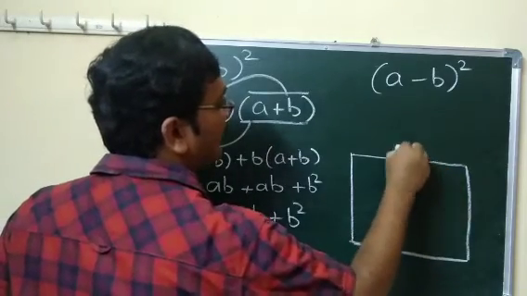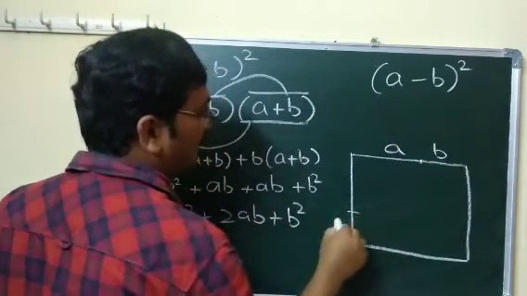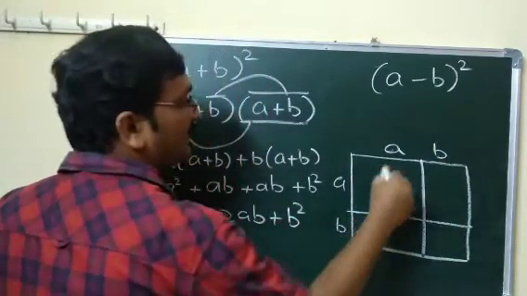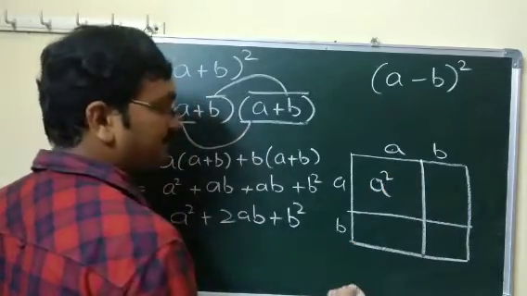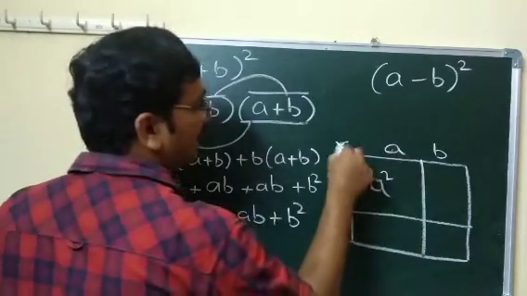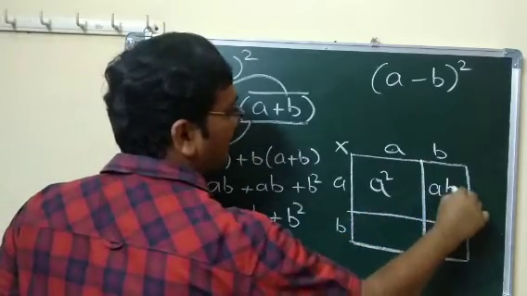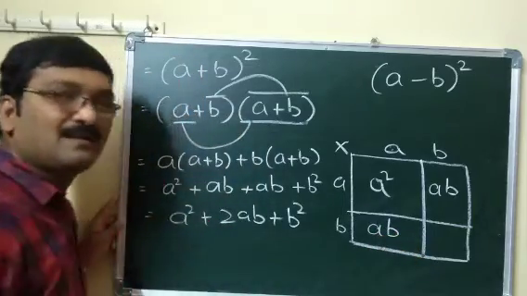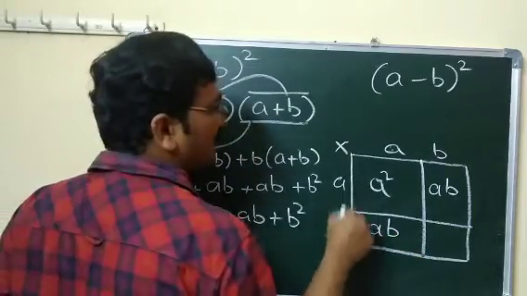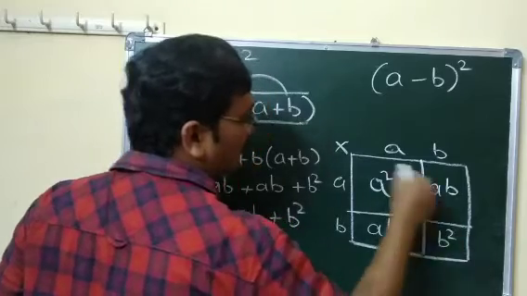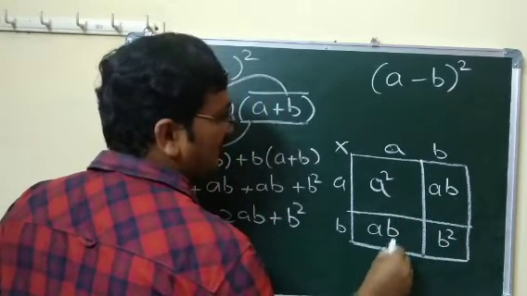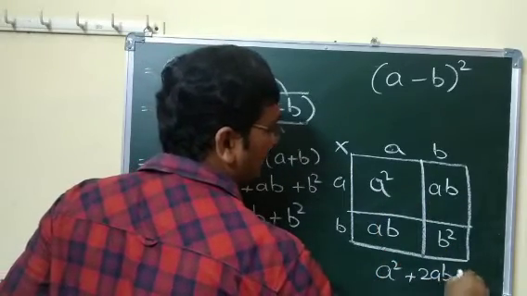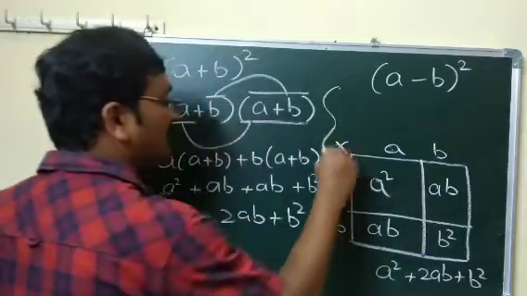If you want it in a pictorial form, then I'll show here. Suppose up to here I am taking a, up to here the b, up to here the a, and up to here the b. So a into a is a square, a into b is ab. Next b into a, I am writing ab. Next b into b is b square. So the four together. See, like terms we can add. So a square plus 2ab plus b square. This is also another method.